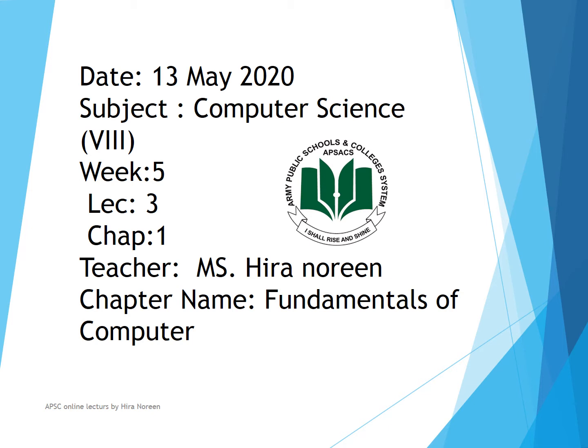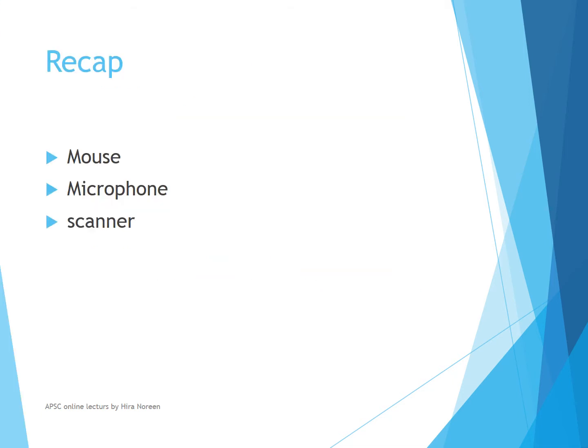the unit 1 fundamentals of computer. First we recap the previous lesson in which we discussed the mouse, microphone and scanner. These are all input devices. In the mouse we discussed that the mouse is the pointing device that is used to control the movement of the cursor on the screen, and microphone is used for audio input to the computer, and the scanner is used to scan the images and text and convert them into the digital form and store them in the computer.